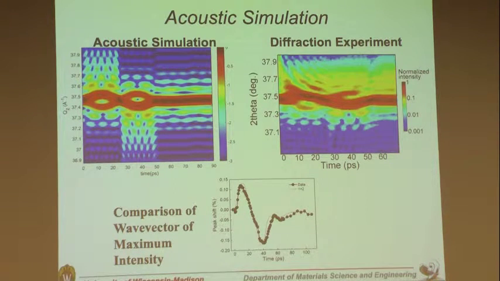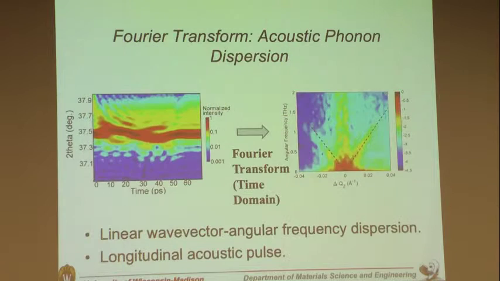Okay, and if you compare the wave vector of the maximum intensity versus what you see for the experiment and the simulation, you get pretty good agreement. So that acoustic model works, and 1 + 2 here, if you can see that, just indicates that we have to take into account both sources of the pulse. Okay, so that's the acoustic simulation.